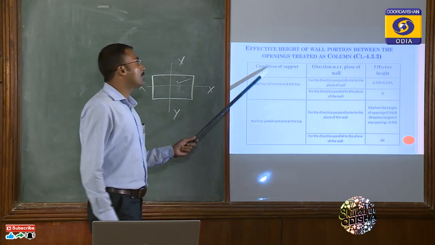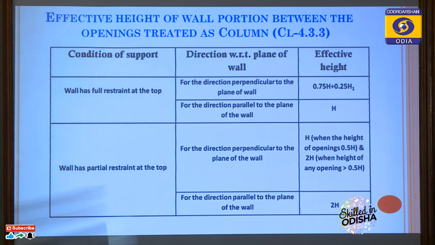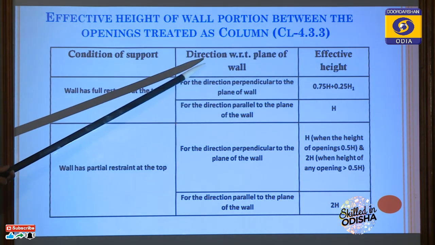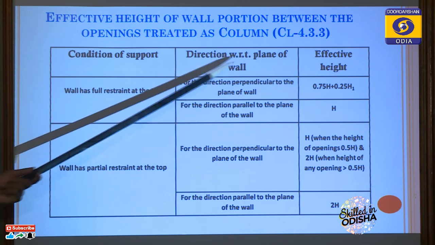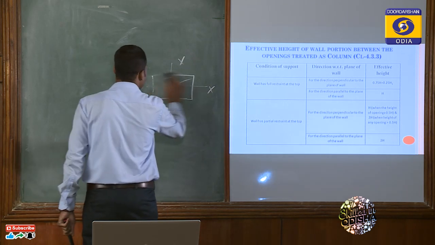This is the codal provision for calculation of the effective height of the wall, or that will be calculated for the column. So what are the conditions of support? Number one is full restraint at the top, number two is partial restraint at the top. Depending upon these conditions of support, we have to calculate the effective height. So let us see the direction, the direction with respect to the plane of the wall. Just see here.